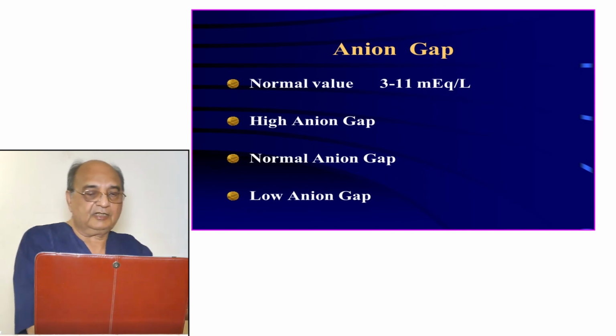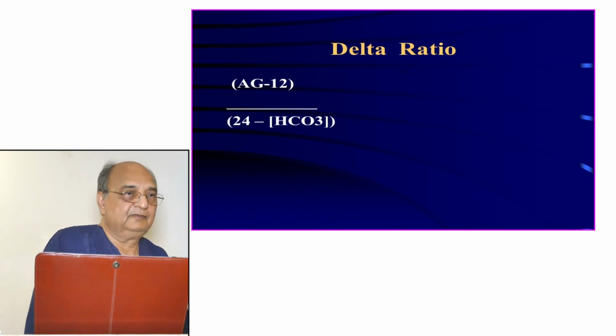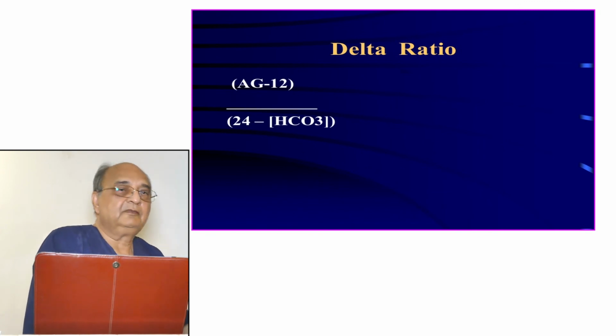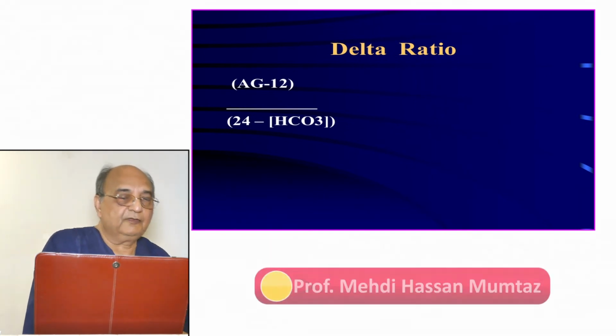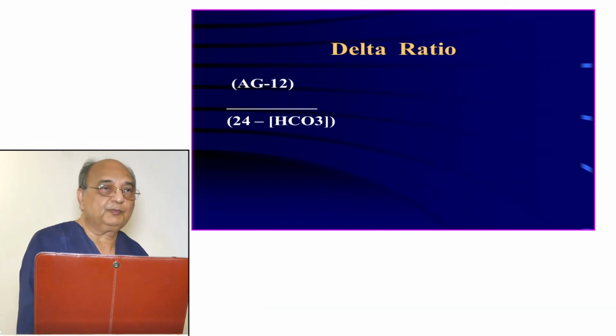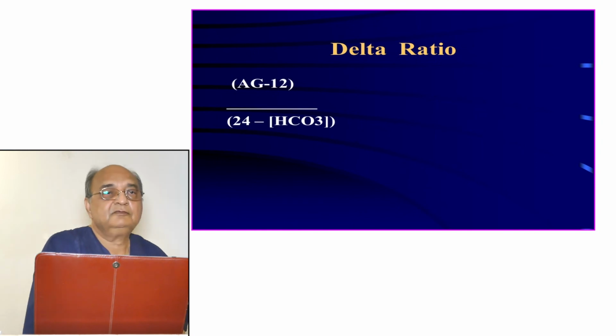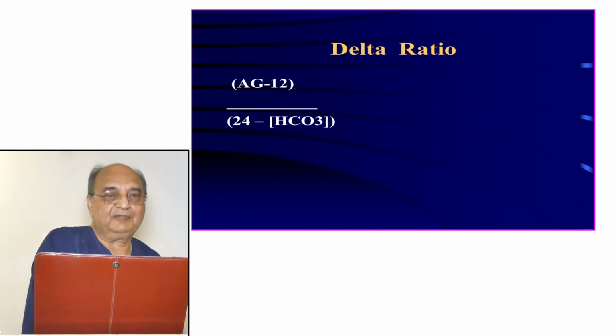Then another equation has been devised, this is called delta ratio. Delta ratio is used if there is a mixed mixture. So they use the anion gap with it to calculate the delta ratio. Delta ratio is nothing but anion gap minus 12 divided by 24 minus bicarbonate. And depending on whether delta ratio is up to 0.4, 0.4 to 0.8, or greater than 2, then decide non-anion gap metabolic acidosis or anion gap metabolic acidosis, then go on classifying like this.